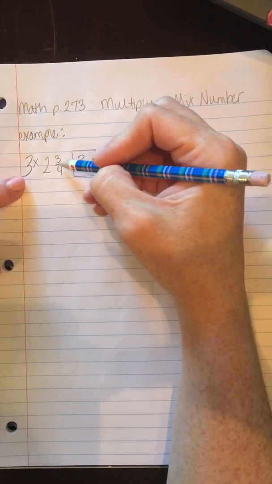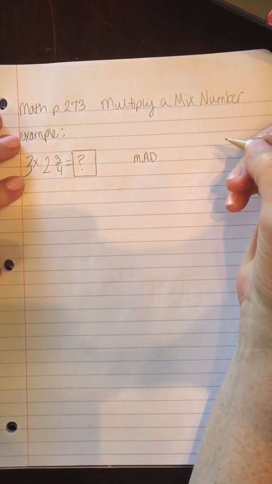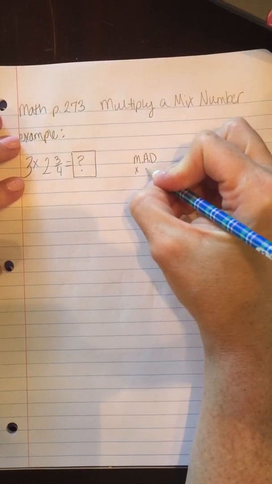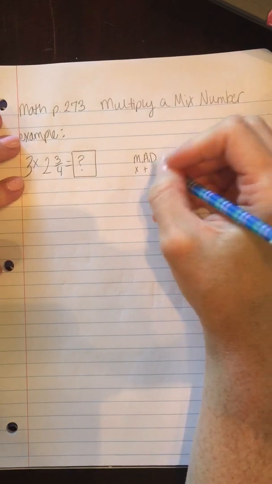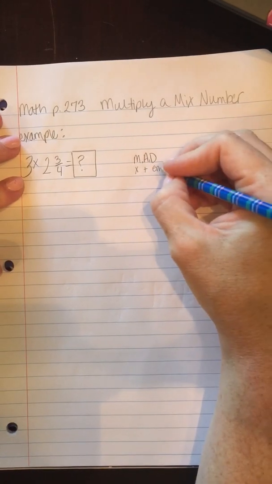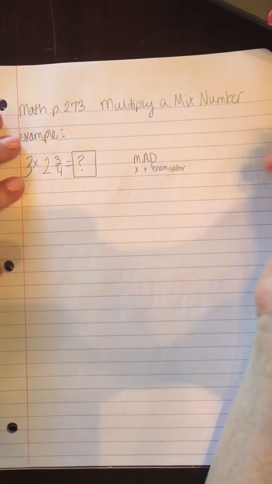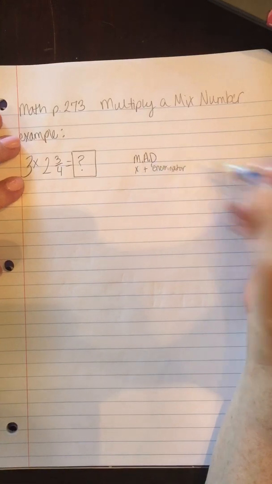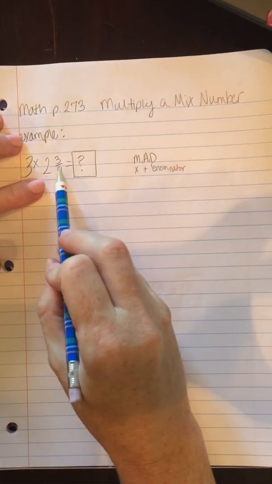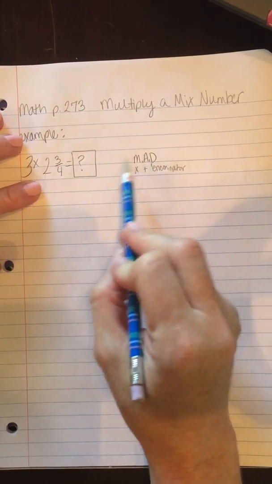So, for those who may have forgotten, whenever you convert a mixed number to an improper fraction, you have to make it MAD. That stands for multiply, add, and then place your denominator. You're going to keep the same denominator. That's what MAD stands for. So let's change our mixed number into an improper fraction by using MAD.